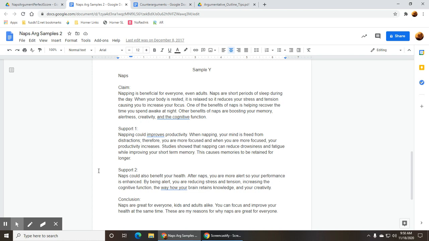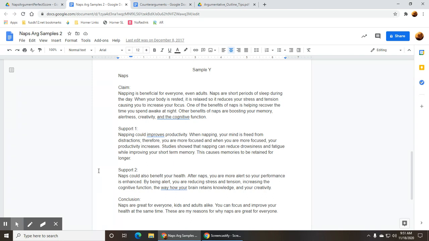Support 1. Napping could improve productivity. When napping, your mind is freed from distractions. Therefore, you are more focused, and when you are more focused, your productivity increases. Studies showed that napping can reduce drowsiness and fatigue while improving your short-term memory. This causes memories to be retained for longer.